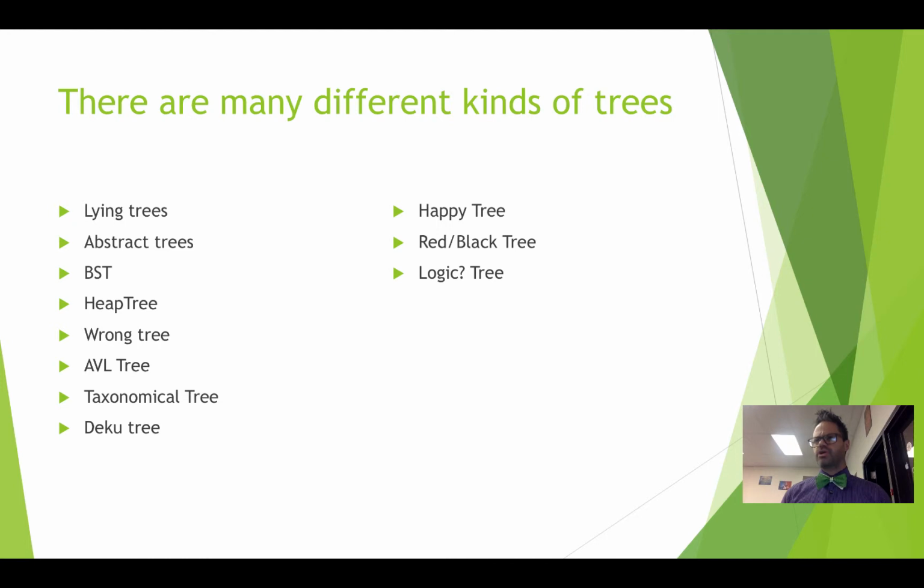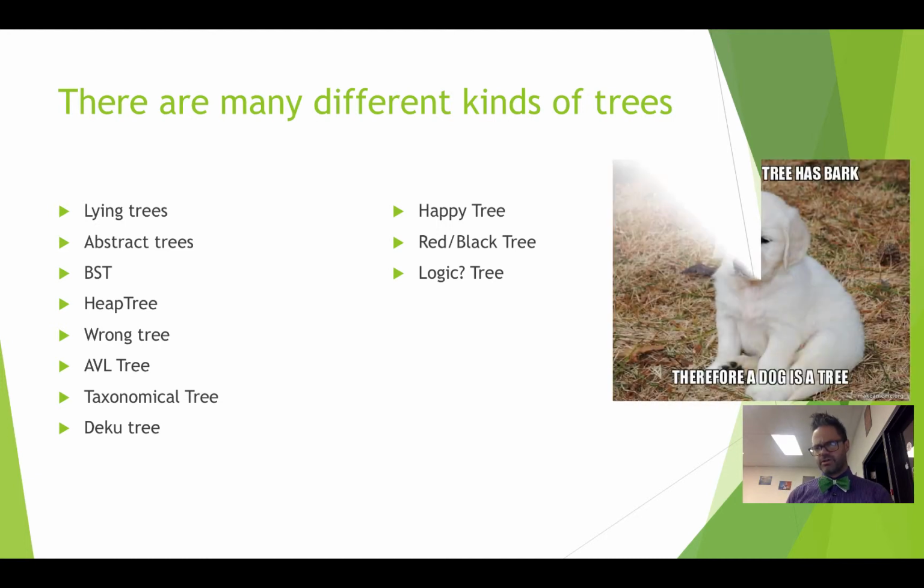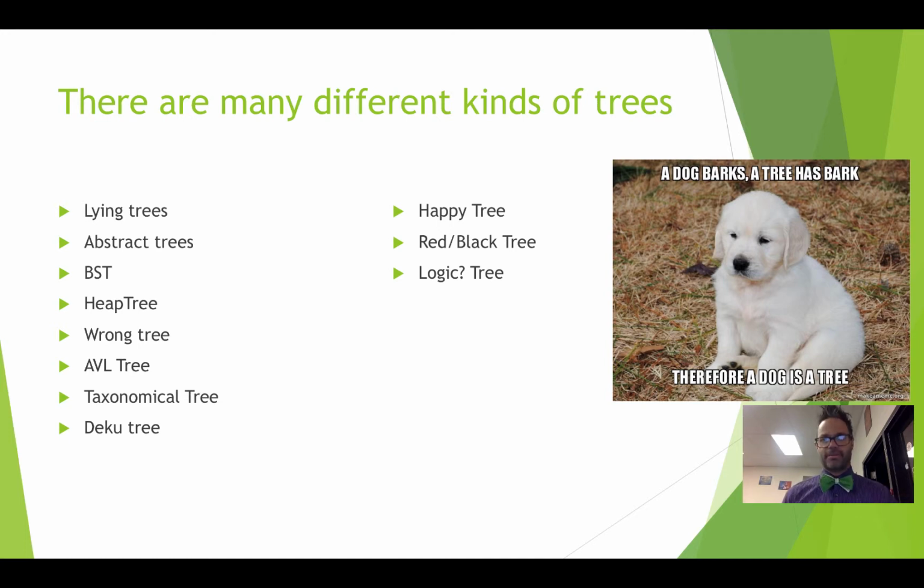Logic tree. Logic. Well, you can make logical decisions inside a tree, especially when you're looking for advanced programs such as AI or actually planning out what's going to happen. But then we have this. Dog barks. Tree has bark, therefore dog is tree. Not quite logic, but hey, we'll say it's a tree.